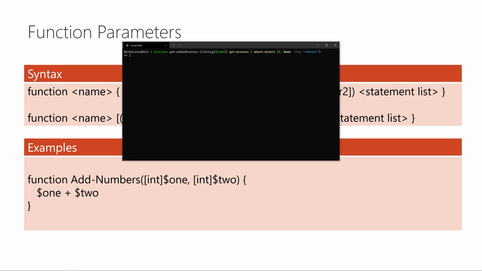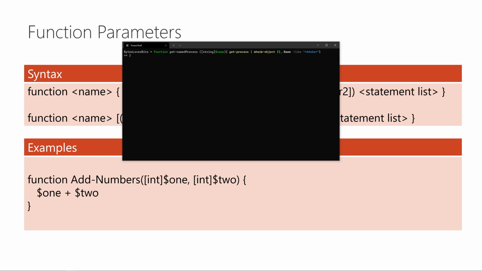Now, in order to make this function more versatile, instead of calling it getAdobeProcess, which is a very explicit and narrow-minded function, I'm going to make this function more versatile by calling it getNamedProcess. And the name is which we supply using this name variable.